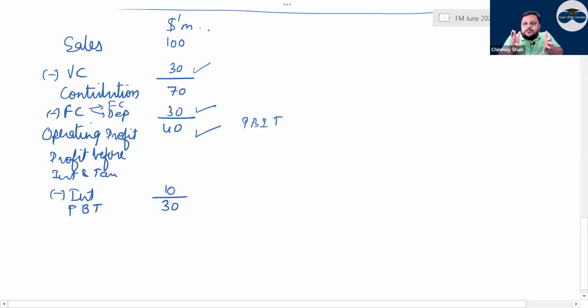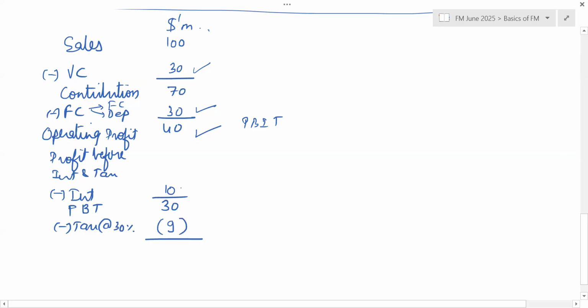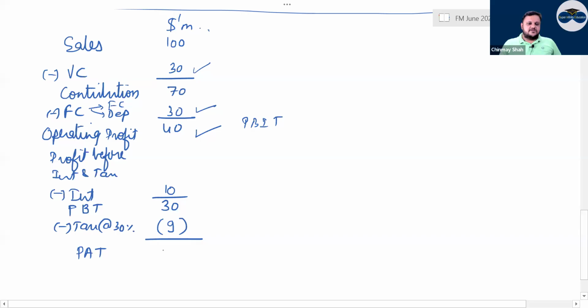So all the business is done. You took money from someone to run the business. That is debt, and you are paying interest to them. Then you pay tax from this. Tax at 30%, let's say, on the PBT. How much will be the tax? 9, I think. So how much is the PAT, or profit after tax? 21.